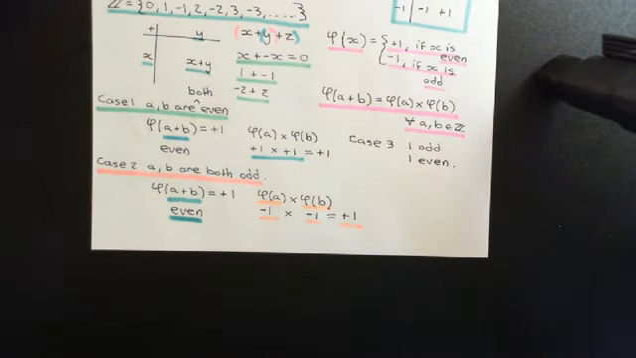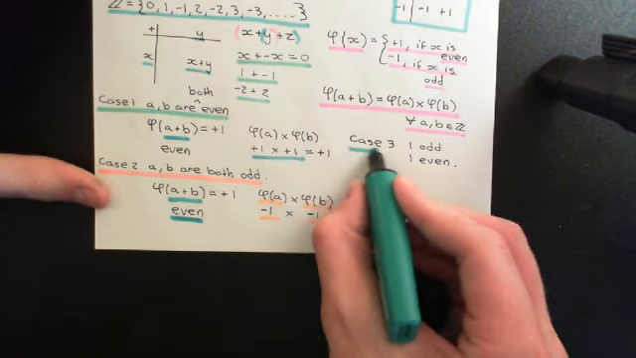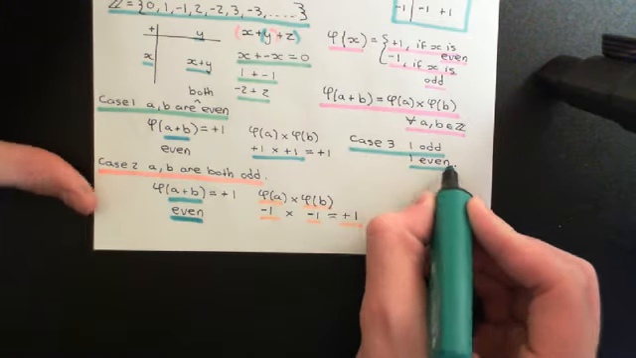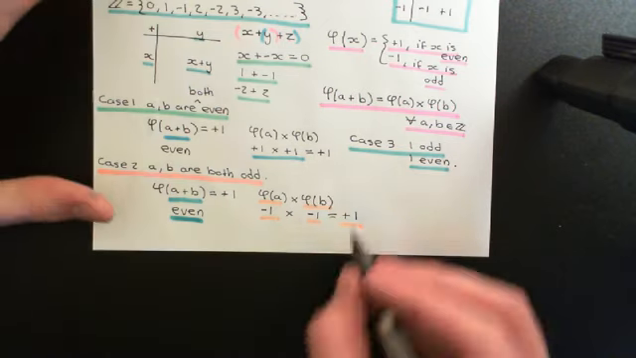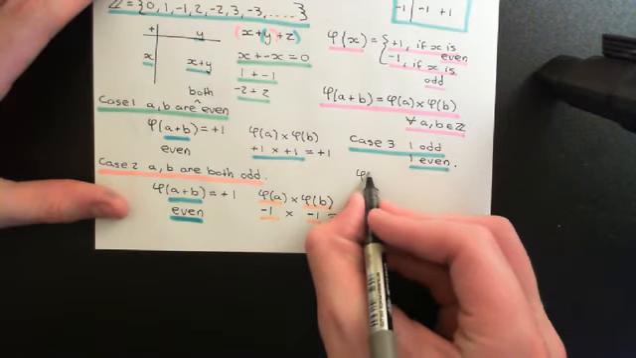So either A is odd and B is even, or B is odd and A is even. It's one of the two. That's why it's really two cases, but I don't want to split it up into two cases. We'll just have it as case 3 together.